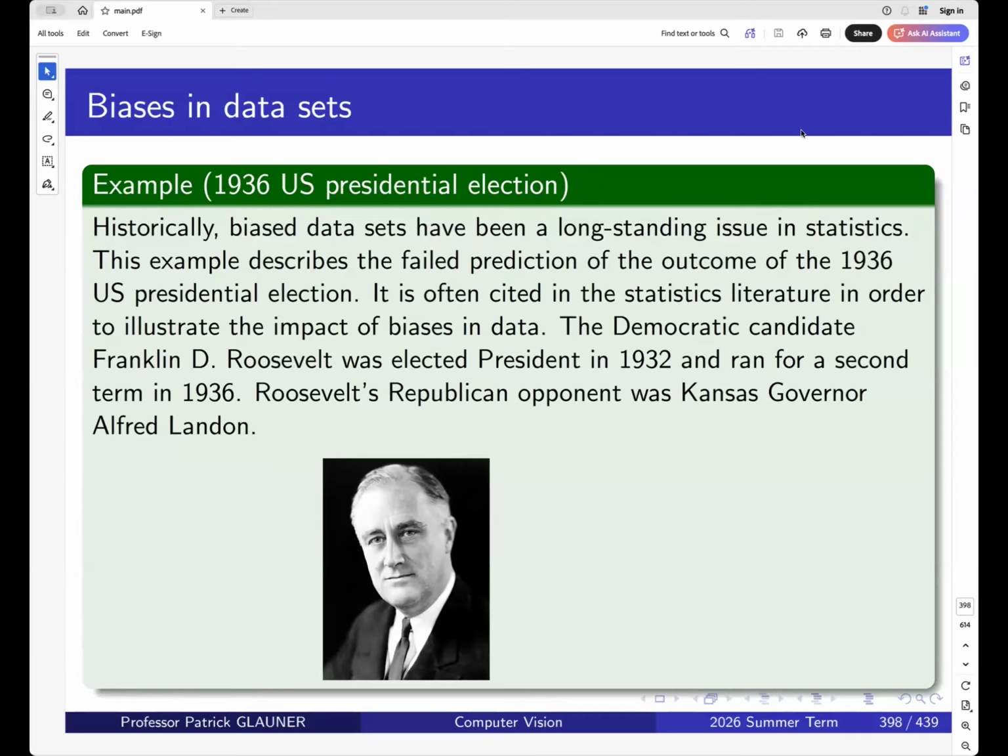If so, maybe just send a thumbs up. If you have never heard about the issue of the prediction in 1936, you would send your thumbs down. But if you have ever heard about this example, maybe send a thumbs down. So long ago, but an issue in statistics, and I want to talk about it.